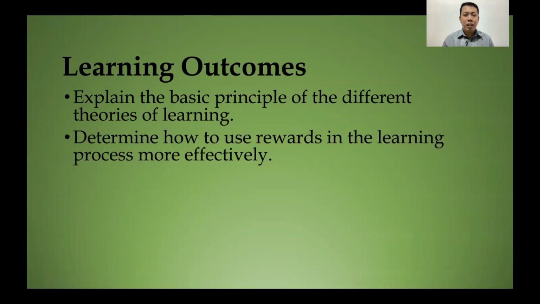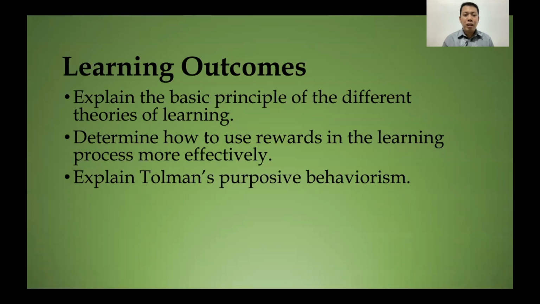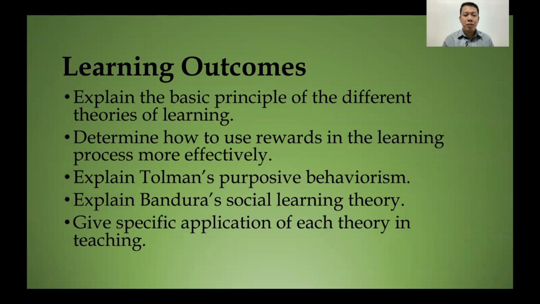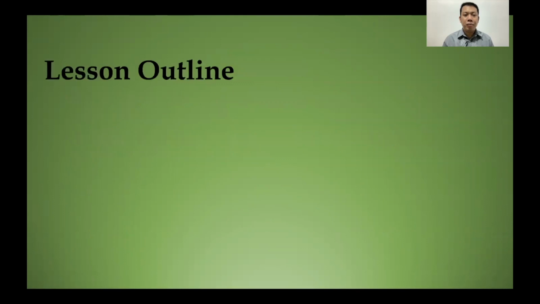Second, determine how to use rewards in the learning process more effectively. Third, explain Tolman's purposive behaviorism. Fourth, explain Bandura's social learning theory. Fifth, give specific application of each theory in teaching.